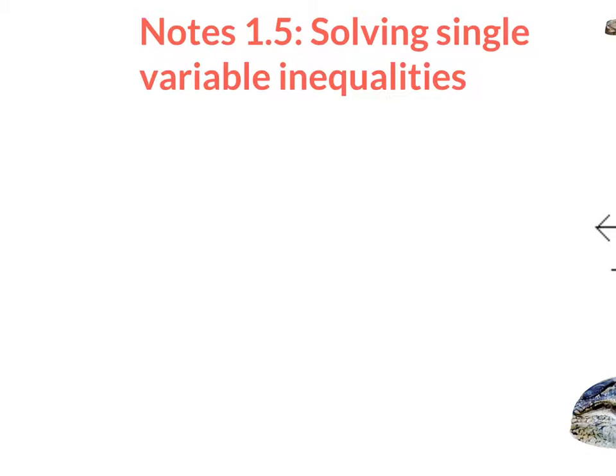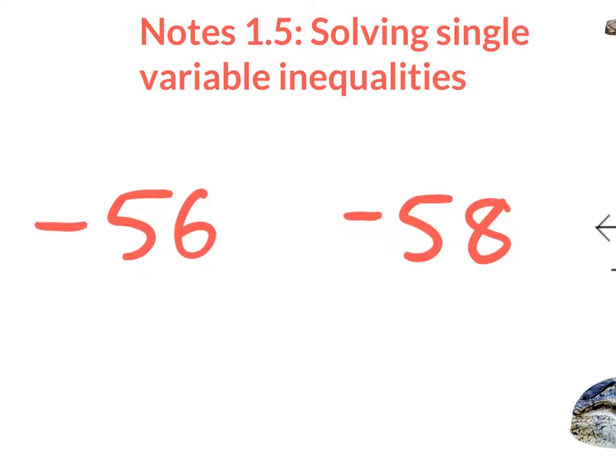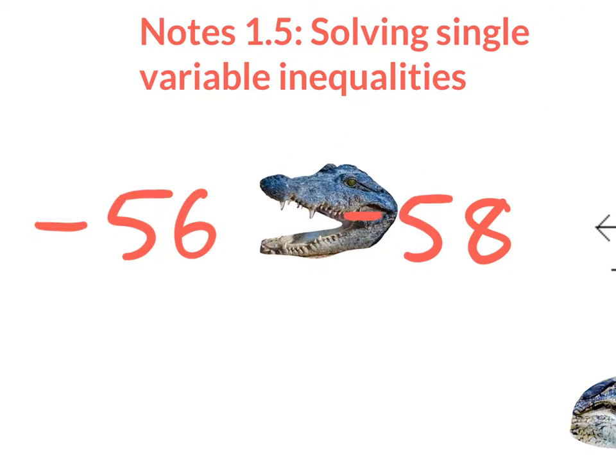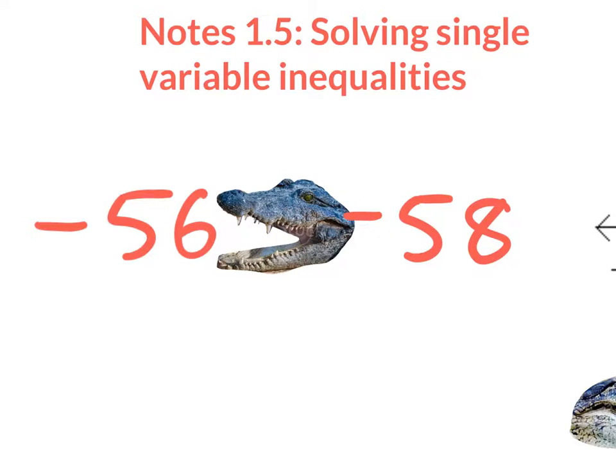So let's compare some other numbers. How about negative 56 compared to negative 58? Negative 56 is greater than negative 58? Yes, it is, right? So it's going to want to eat that negative 56. Why is that? If you think about the number line, the negative 56 is closer to the positive values than the negative 58. In other words, the negative 58 is further to the left, which makes that less, and the negative 56 is on the right side, which makes it greater.